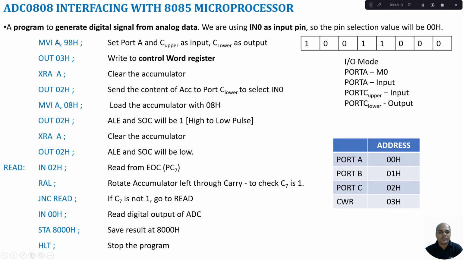So 98 goes to your accumulator. From the accumulator we are going to send the data to 03. 03 is the control word register. We are configuring the programmable peripheral interface 8255.